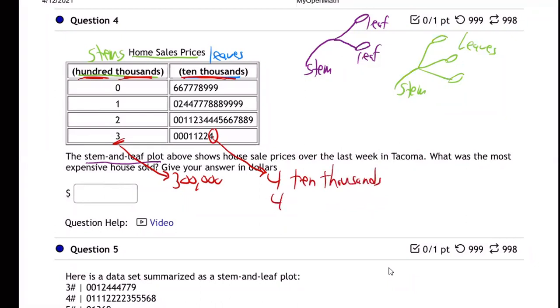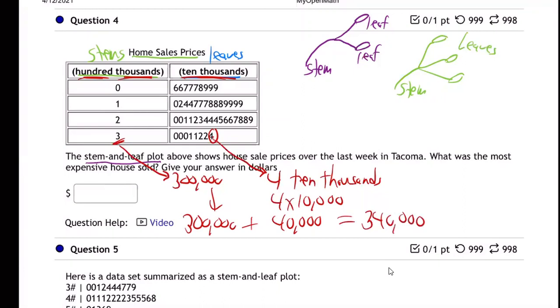And what is that? Well, that's 4 times 10,000, so that's 40,000. So that's 300,000 as the stem plus 40,000. That's 340,000. So this particular house sold for $340,000. And that's actually the most expensive house, which is what they're asking. What was the most expensive house sold? $340,000. That's what the stem display is saying.